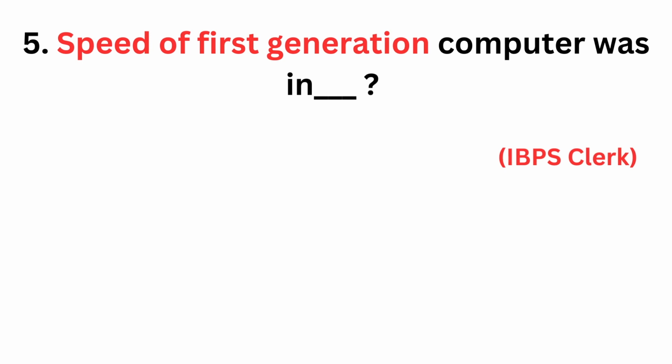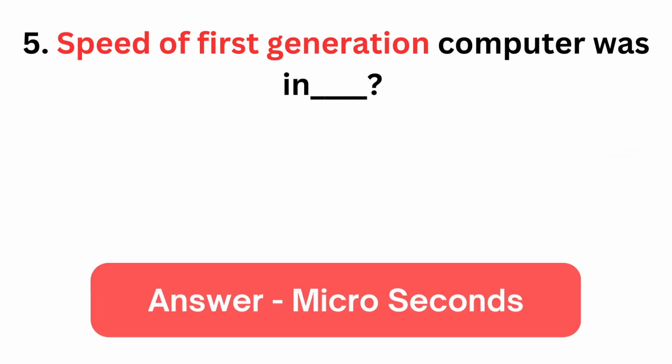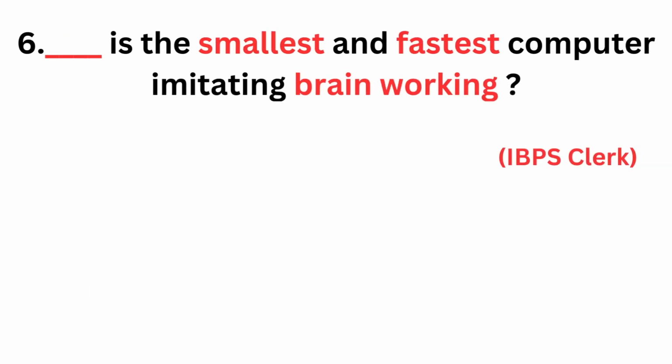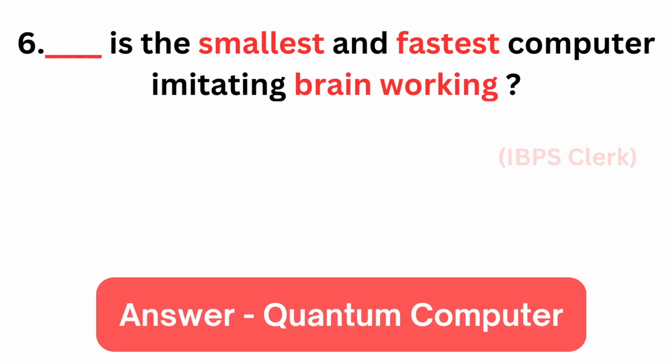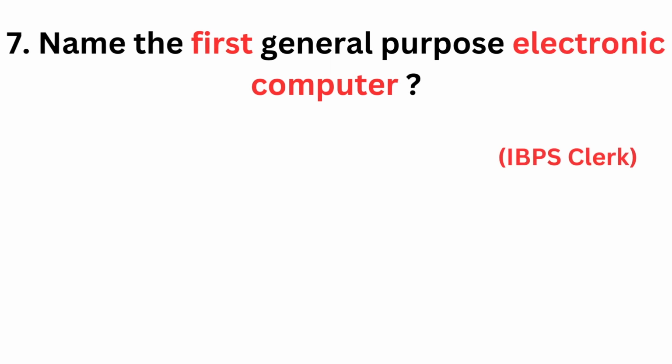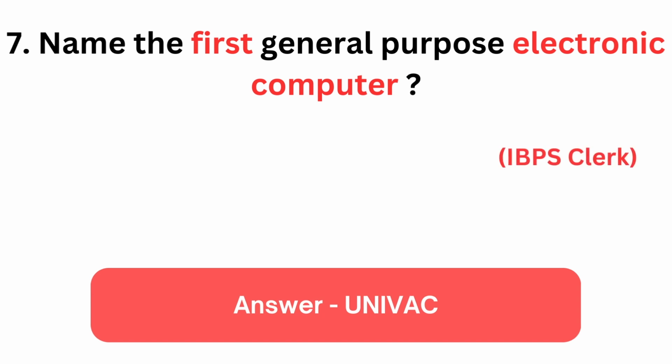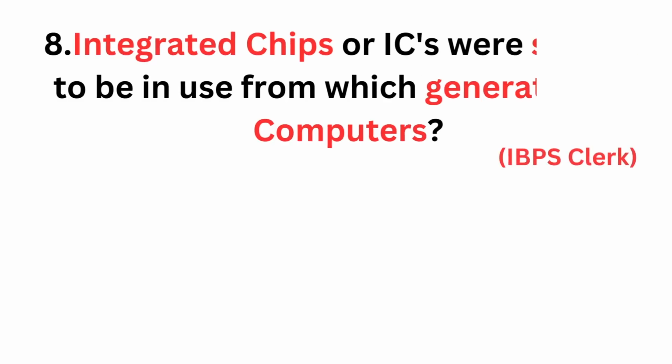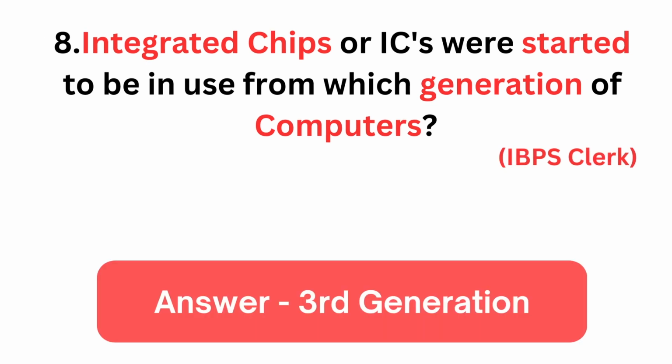Speed of first generation computer was in what? Microseconds. What is the smallest and fastest computer imitating brain working? Quantum computer. Name the first general purpose electronic computer. UNIVAC. Integrated chips or ICs were started to be used from which generation of computers? Third generation.